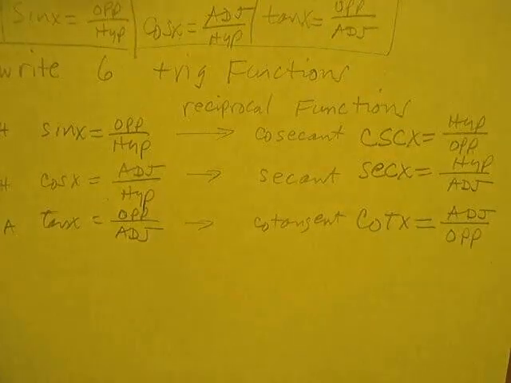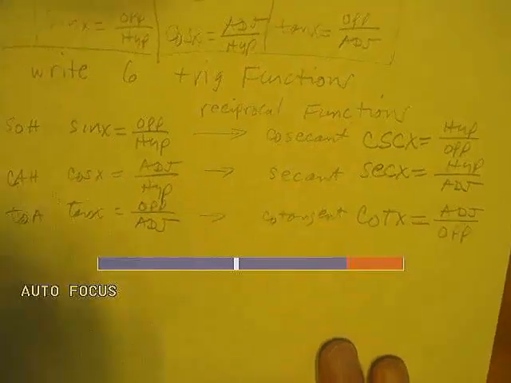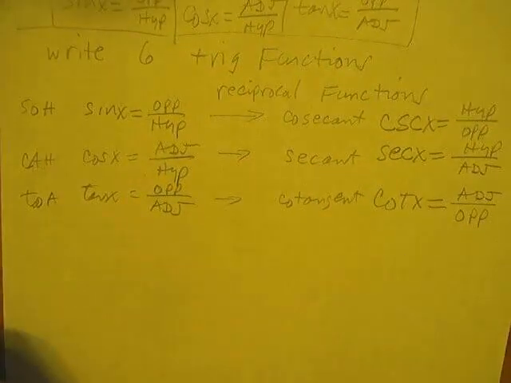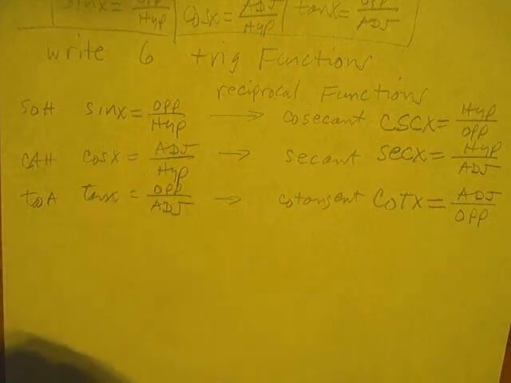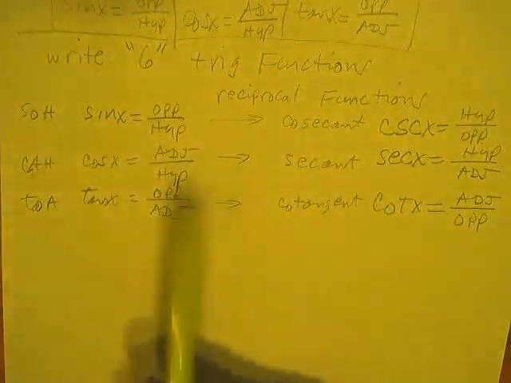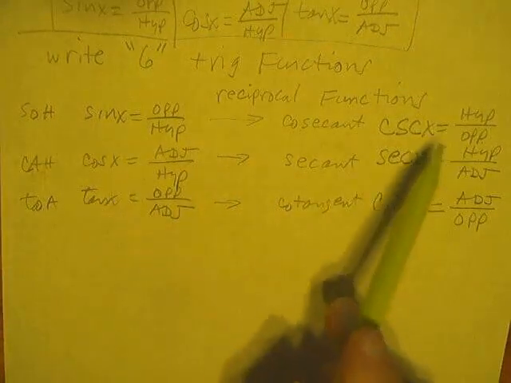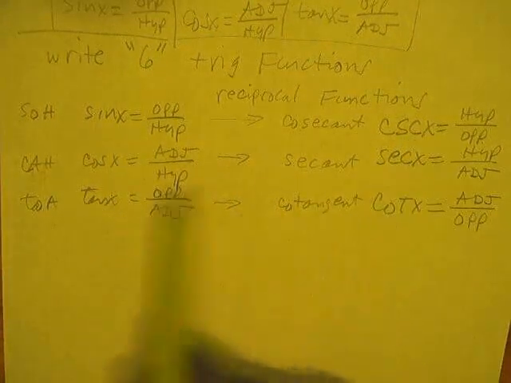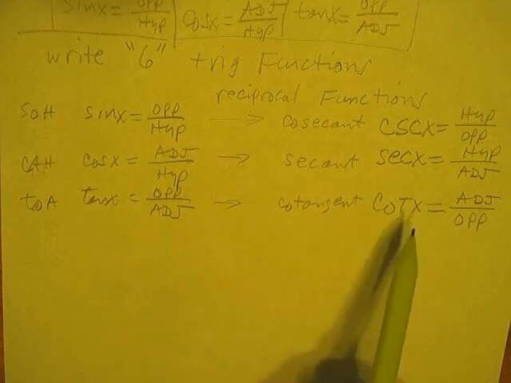This one's hypotenuse over adjacent, and cotangent is cot, which sounds like something you'd sleep on, which makes me tired, and this one is adjacent over opposite. Okay, so they're going to give us triangles, and they're going to want us to write all 6. So when they say write 6, they want sine, cosine, tangent, cosecant, secant, and cotangent. We always want to write them in this order.